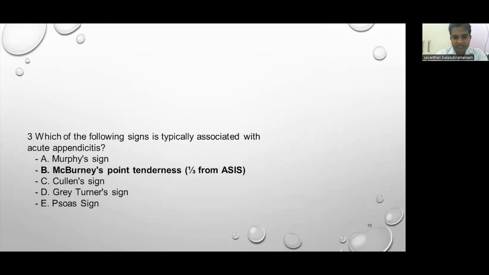You know the location: it is from the anterior superior iliac spine to the umbilicus. If you draw a line between the anterior superior iliac spine and the umbilicus, one third from the anterior superior iliac spine is the location where the base of the appendix will be. So if they have tenderness there, we need to give a chance to think about appendicitis. That is important.